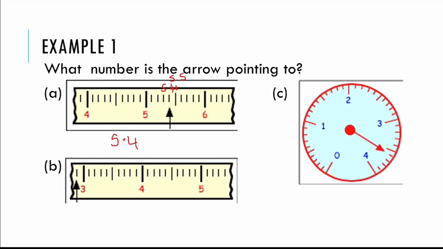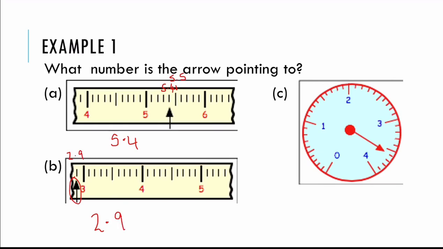Here we have something that is less than 3, so the whole number before 3 is 2, so it's going to be 2 point something. It is 1/10 less than 3, so that is 2.9.